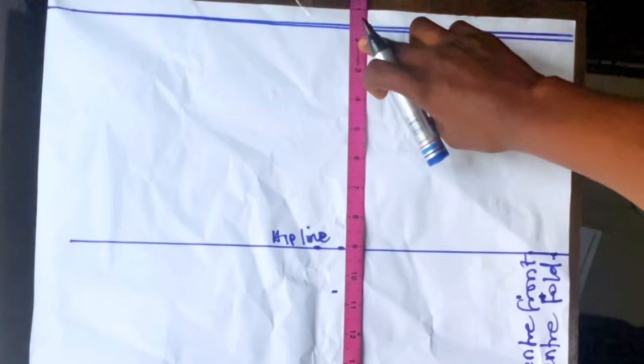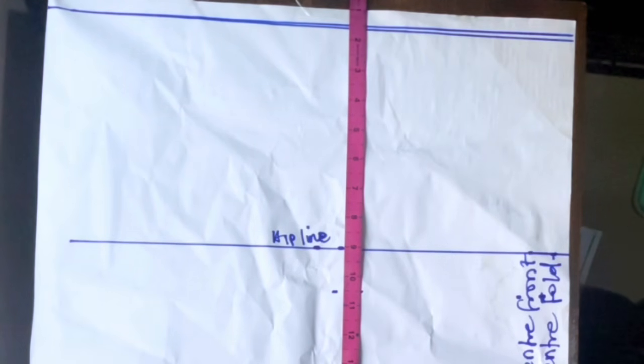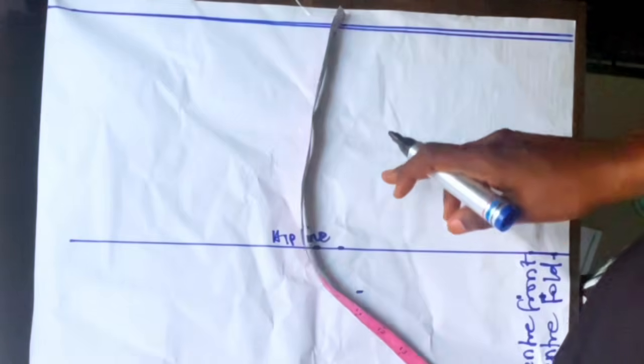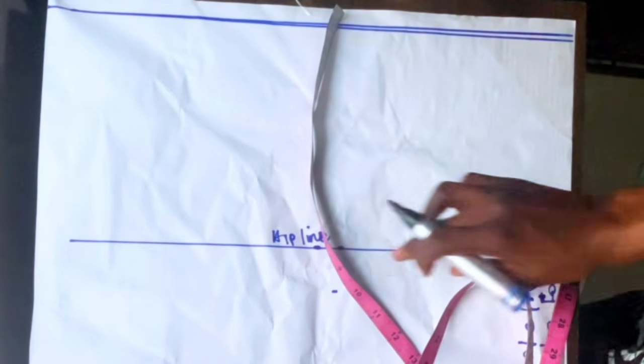Okay. So I'm doing that off the camera so you cannot see it. I'm going to rule that line straight, just the way I rule this hip line.